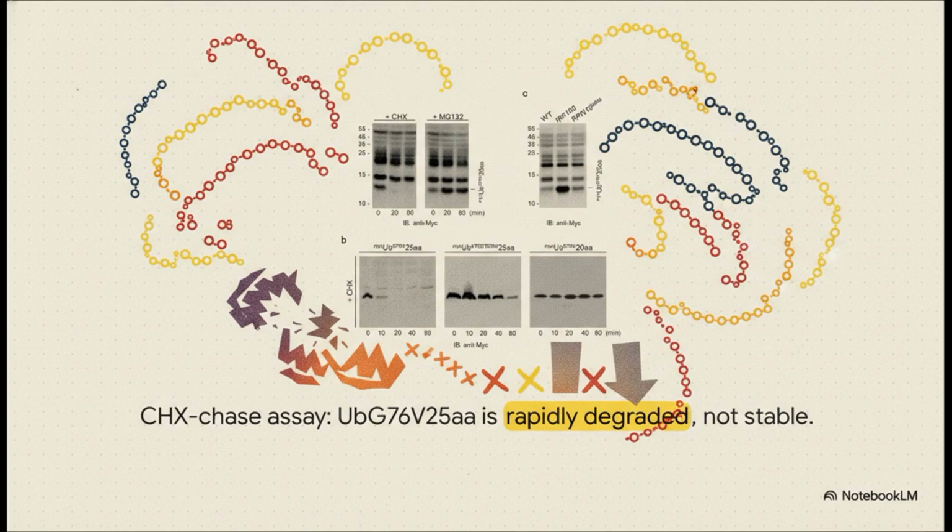Now look at the MyC-UBB+1 variant, BG7625AA. That's the one that barely accumulated, remember? It's rapidly turned over. This means it's a proteasome substrate, not an inhibitor. If it were an inhibitor, it would be stable and would accumulate, but instead, it's getting degraded.